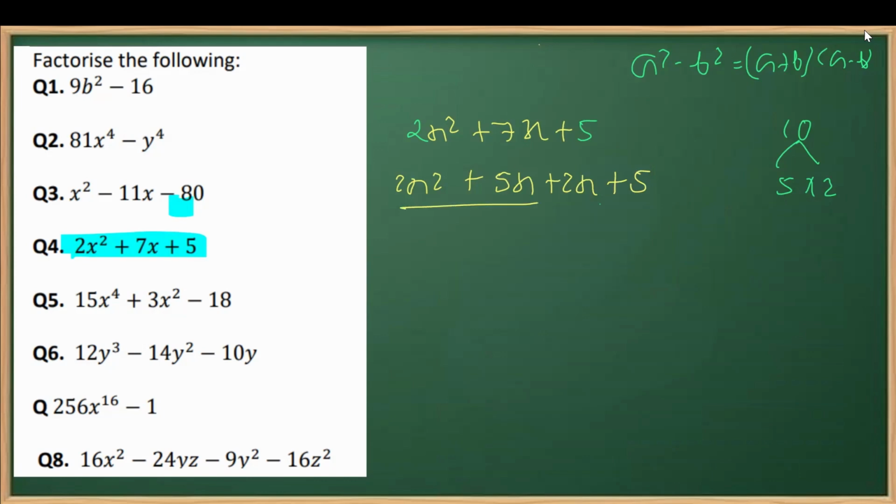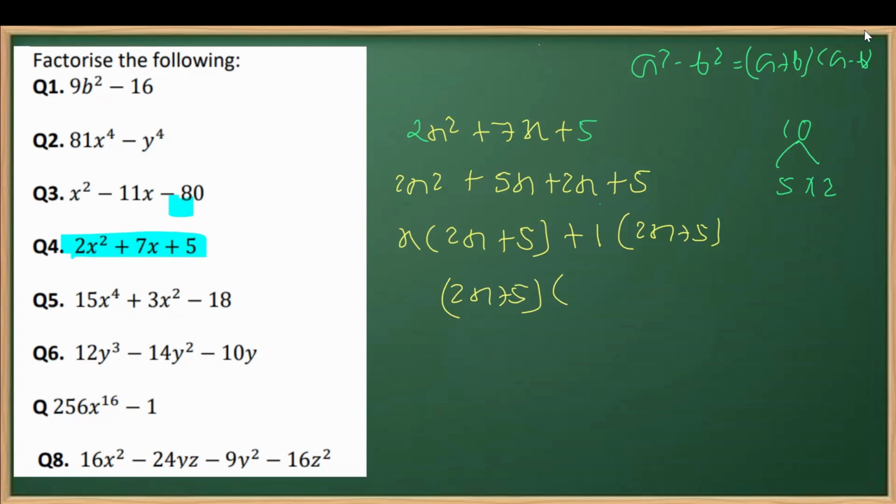Now from the first two terms, we have x as common, so that gives you 2x plus 5 on dividing. And for the last two terms, we have nothing common, implies we can take 1 as common, so that also gives you 2x plus 5. So we can say that from here we have 2x plus 5 and the other part as x plus 1. So this is how the fourth question can be done.